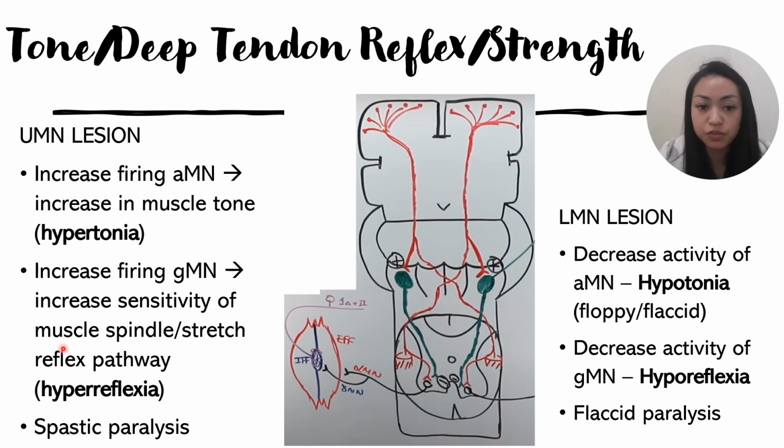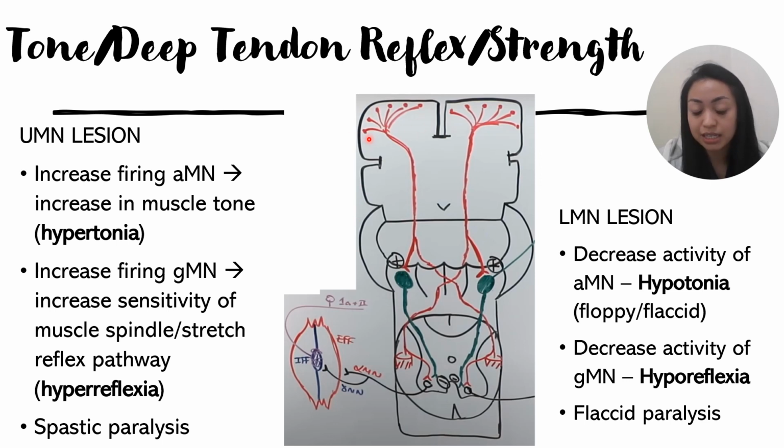Okay guys, let's move on to the difference between upper motor neuron lesions and lower motor neuron lesions in terms of muscle tone, muscle strength, and deep tendon reflexes. Let's start with upper motor neuron lesions. Let's go back to this pathway, which we should all be familiar with. This is the corticospinal tract. Why? Because it begins from the cortex and terminates in the spinal cord, specifically the anterior gray horn. Let's go through this pathway again.